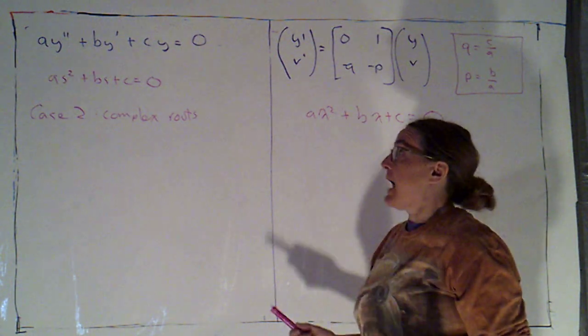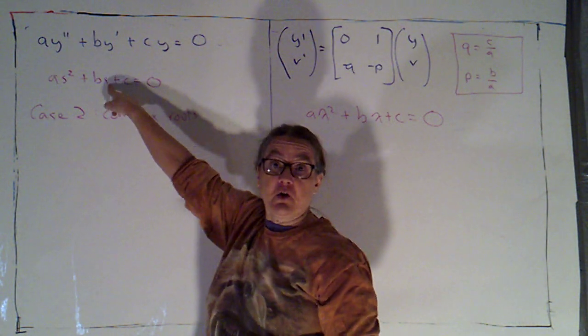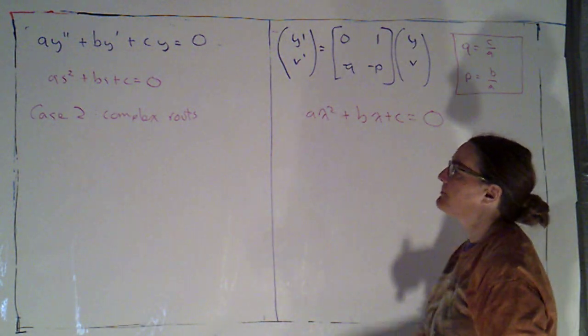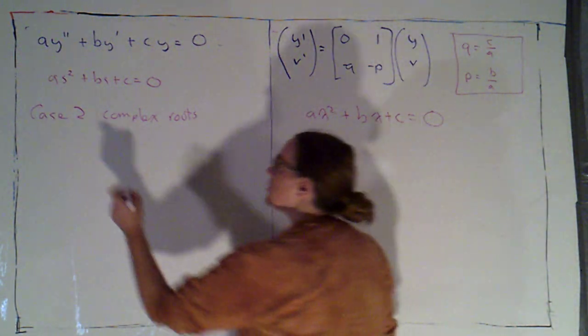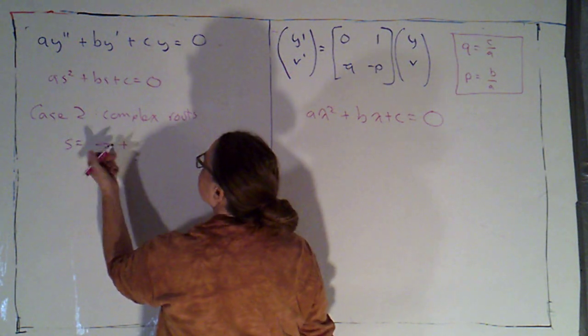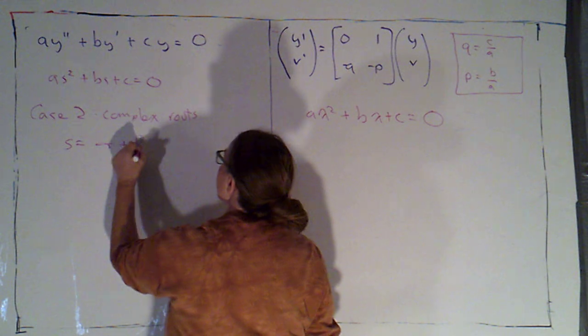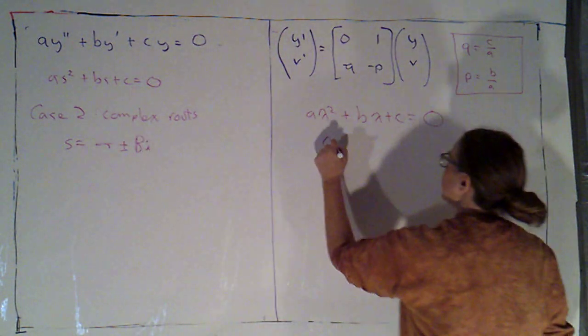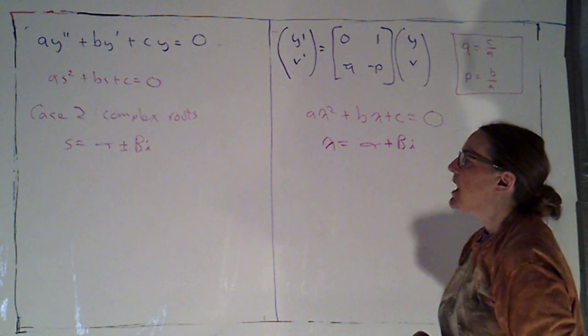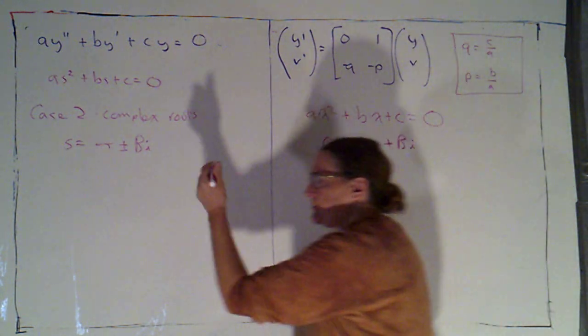All right, and you don't have to. I mean, if you wanted to use lambda here, you could. I'm just following the conventional notation from the textbook. Okay, so I want to look at case 2 where we have two complex roots. So s equals alpha plus or minus beta i, which would mean here that lambda would equal alpha plus or minus beta i.